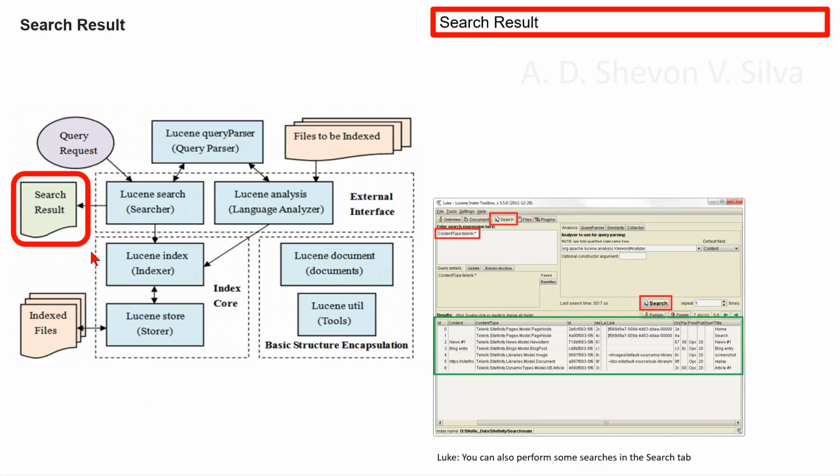Now we are focusing on search results. Here you can see Luke. You can also perform some searches in the Search tab. Luke is the tool of choice to understand search results. It is a free Java utility that lets you analyze a Lucene index. You can perform some searches here in the Search tab.